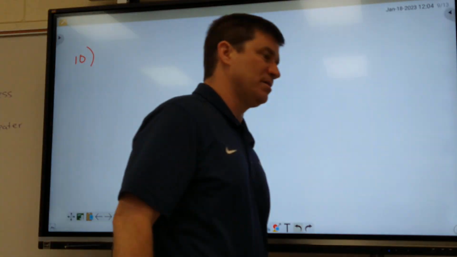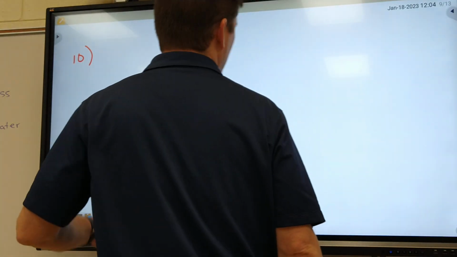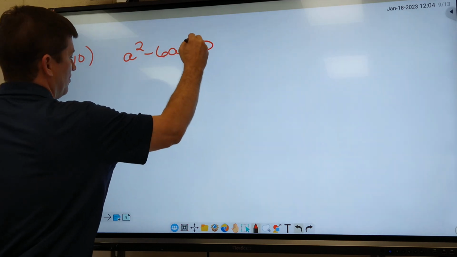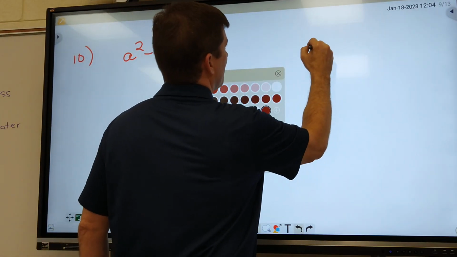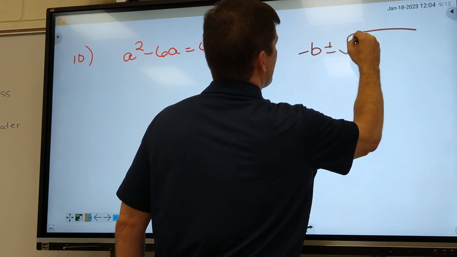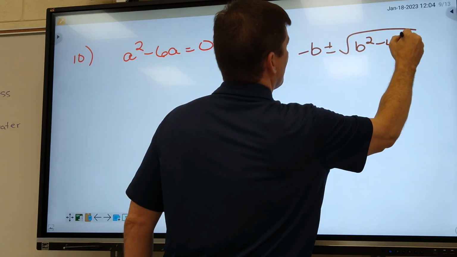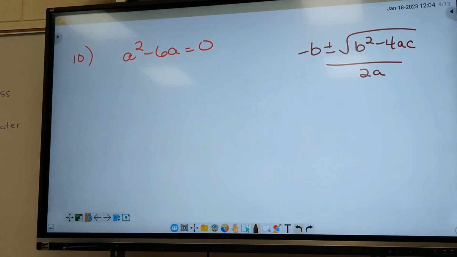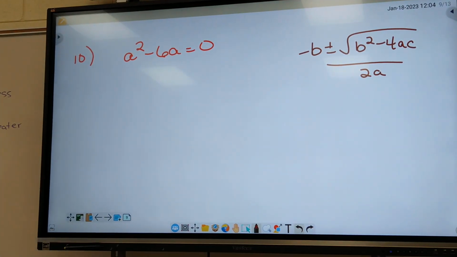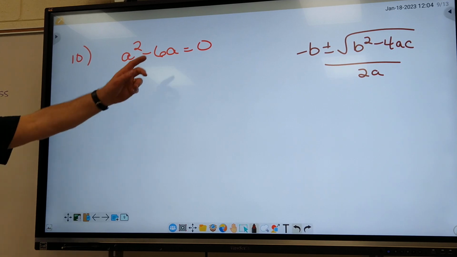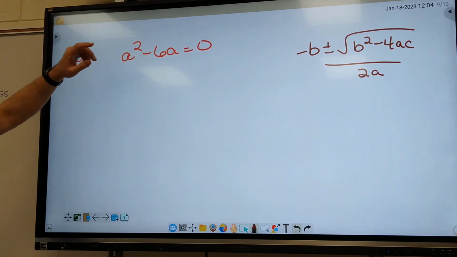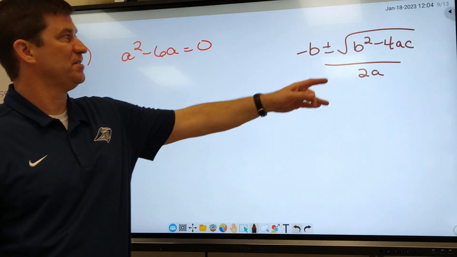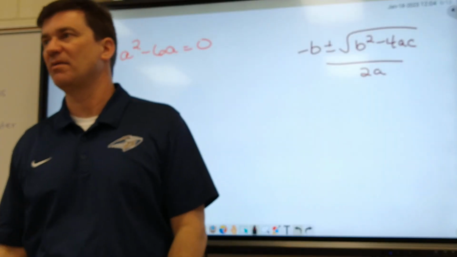Number 10 says a squared, I'm going to move that over, so it's a squared minus 6a equals 0. Okay, what is different about this one? No last number, right? So which one's missing, the A, the B, or the C? All right, so what are we going to plug in for C this time? 0. All right, good, try.